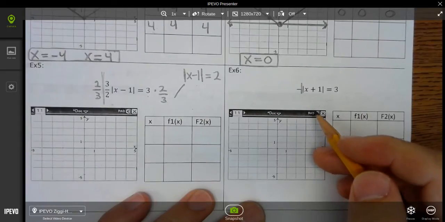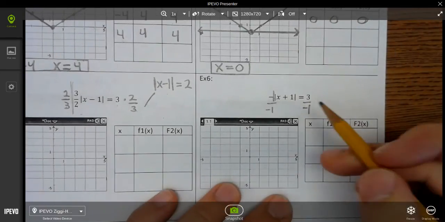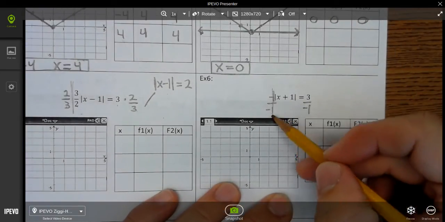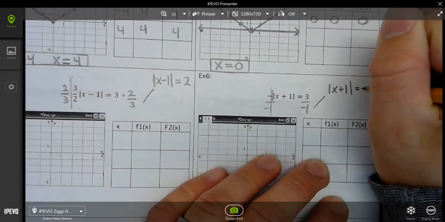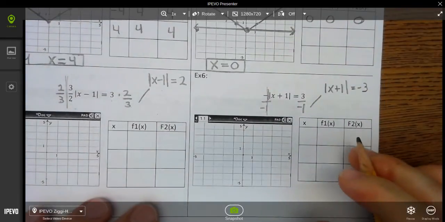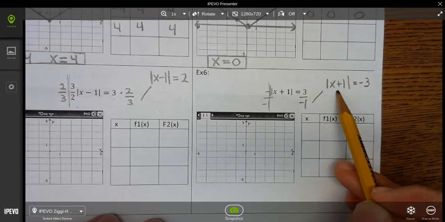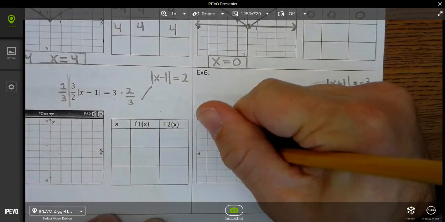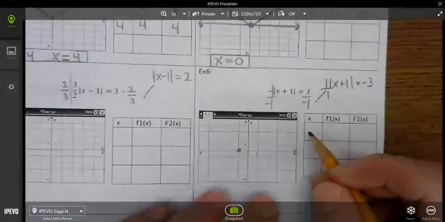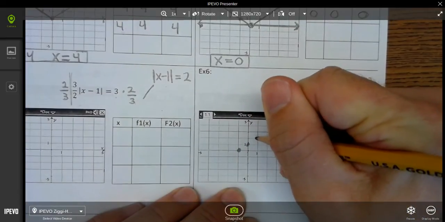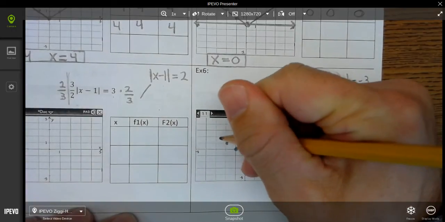Okay? Now, example 6, put a 1 in front. And to isolate the variable, we're going to divide both sides by -1. So -1 divided by -1 is 1. So we get the absolute value of x plus 1 equals -3. Now, to graph it, we know we start at the origin, but the plus 1 means we move it to the left 1 unit. And then we know the number in front is the slope, which is 1 over 1. So we go up 1 to the right 1, up 1 to the right 1, up 1 to the right 1. And then we do the mirror image, up 1 to the left 1, up 1 to the left 1.